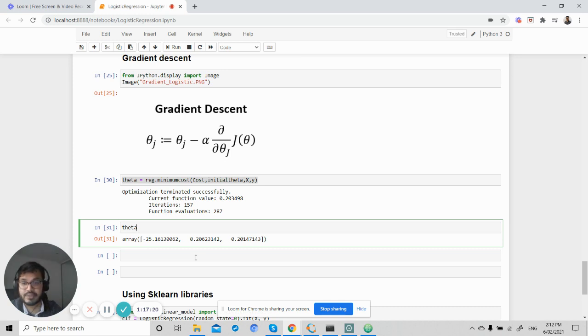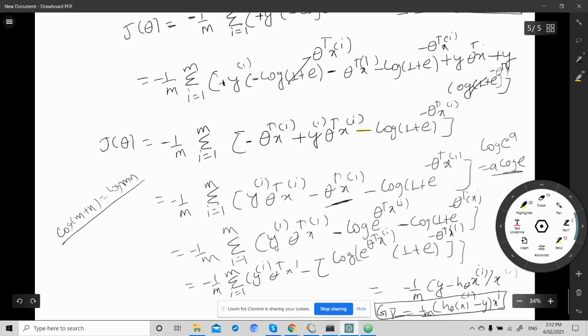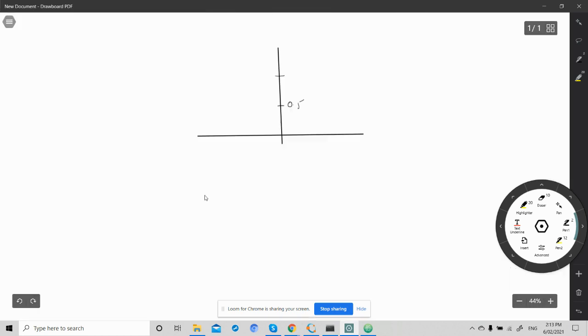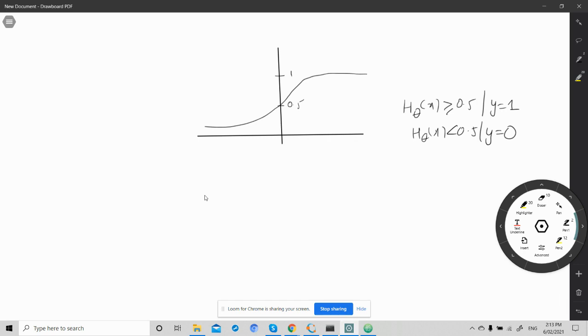Now let's do a prediction. So my sigmoid function looks something like this. If we get a hypothesis of x that is greater than or equal to 0.5, then our y is 1. And if h theta of x is less than 0.5, then our y is 0. So we need to implement this equation so that we can get output as y equals 1 and y equals 0. So let's write a function to do that.